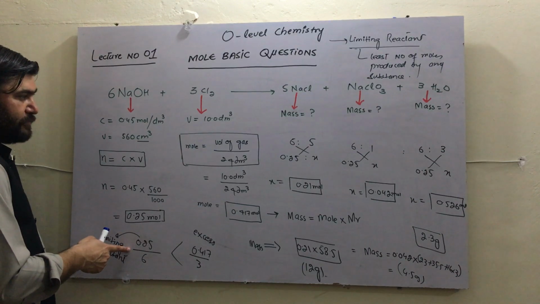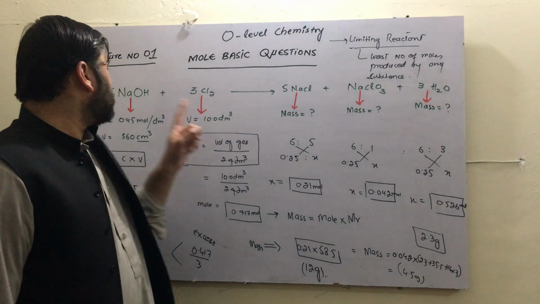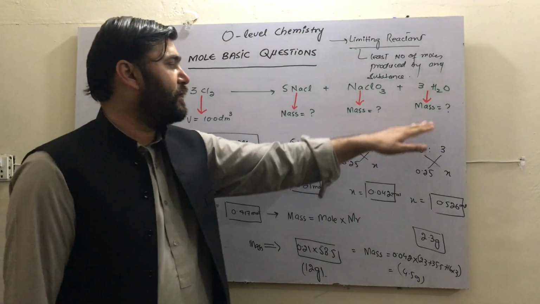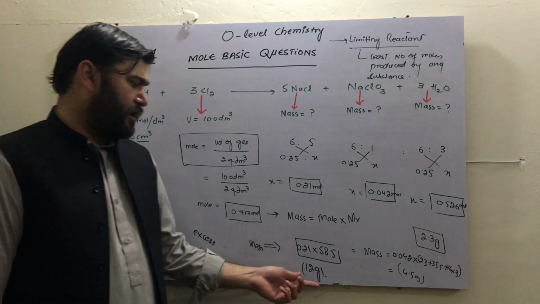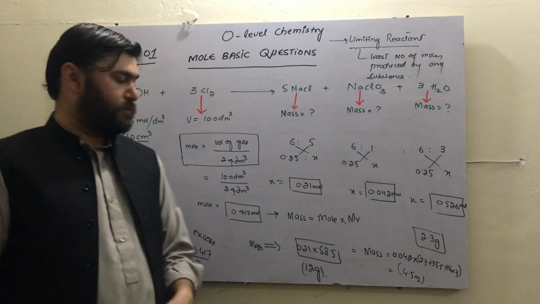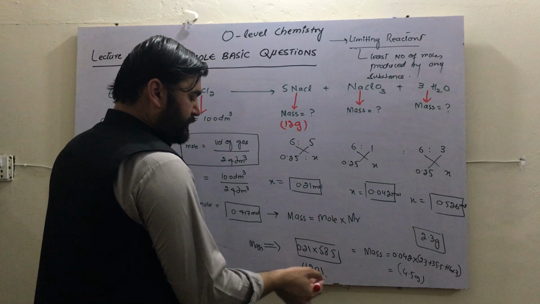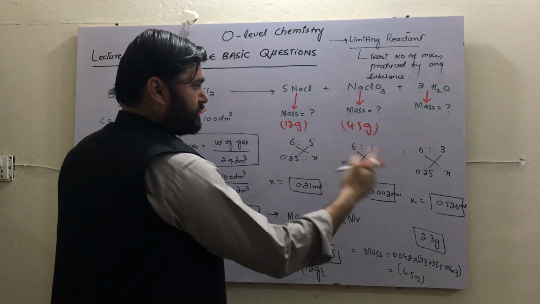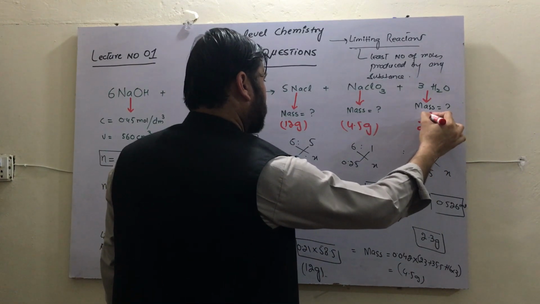So the limiting reactant's moles will be used for all these substances in the comparing ratio. Like we will compare 6 with 5 here for this compound. These moles will be used for all these substances because it is the limiting reactant. So the answer will be easy: 12 gram, 4.5 gram, and 2.3 gram. This is the actual mass. Let me write it for you. 12 gram was the mass required from this question, 4.5 gram was the answer in this question, and the third answer was 2.3 gram.